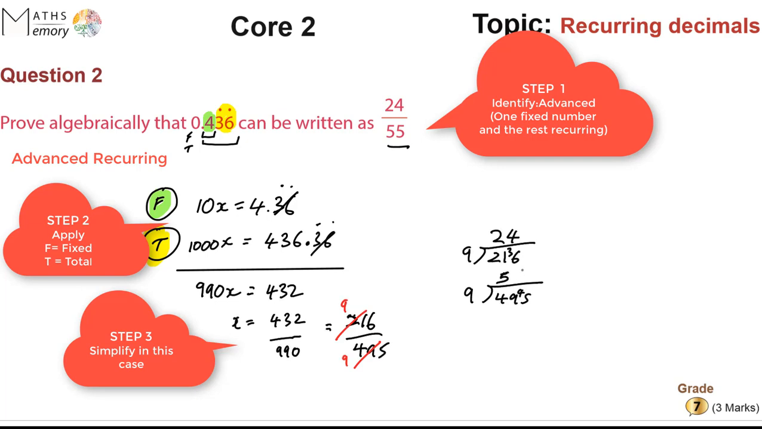How many 9s are in 45? 5. So we have a final answer of 24 over 55. This is spot on with what we have over here. So that would be our final answer for this advanced recurring decimal over here.